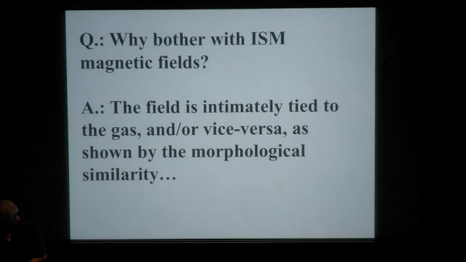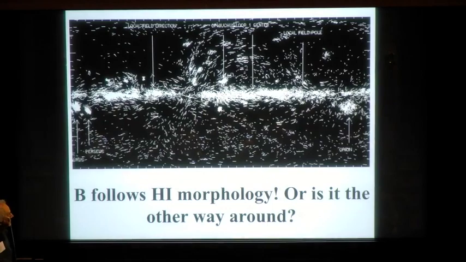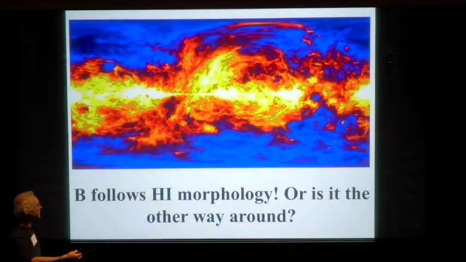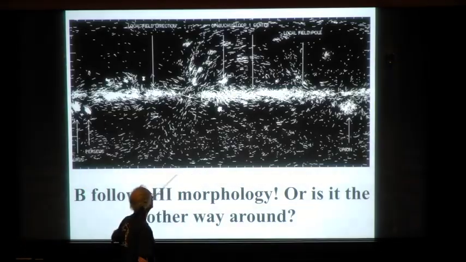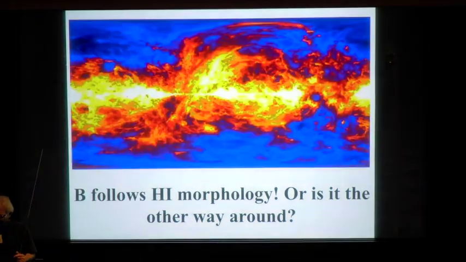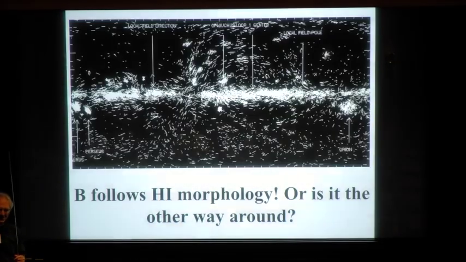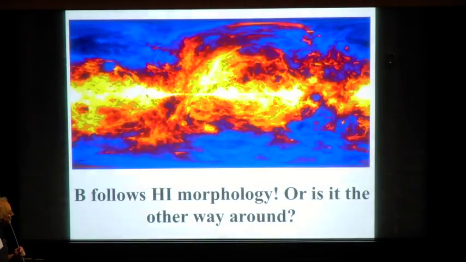Because the ISM and the gas and the magnetic field are interrelated. We need to know what the field is doing. So here's a view of the North Polar Spur superbubble, which goes like that. And you can see that the expanding shell has swept up the field lines, and we have a distinct relationship between field and gas motions.